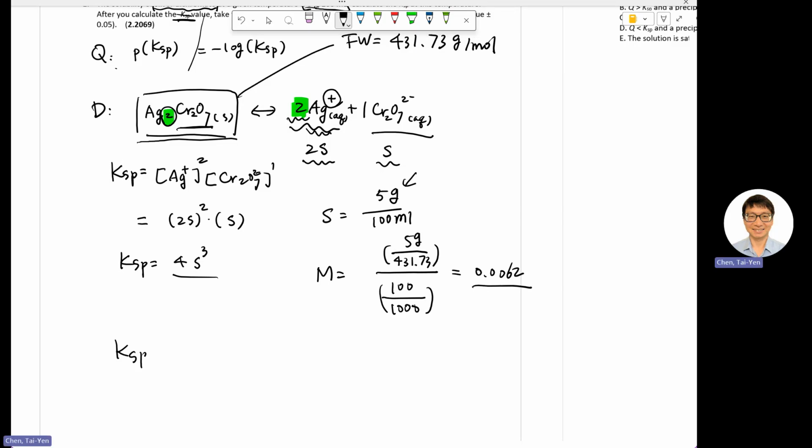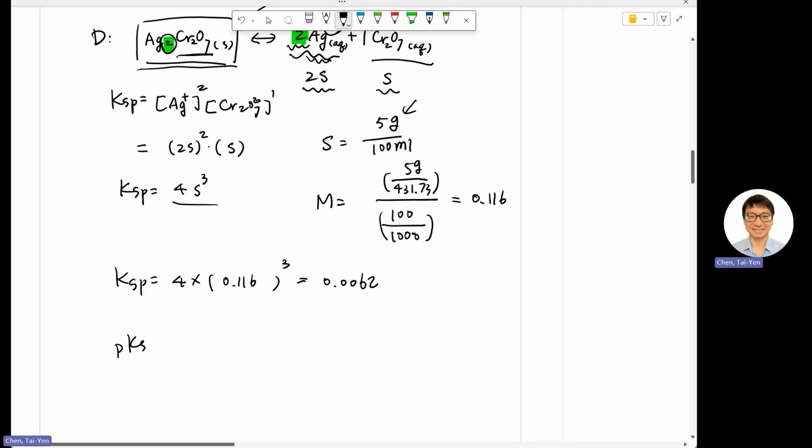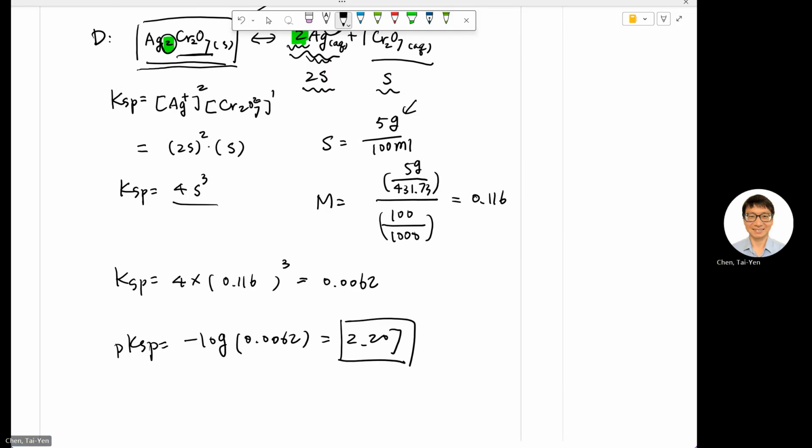Then you can calculate your Ksp, which is going to equal 4 times 0.0062 to the cube. Okay, sorry, this is not 0.0062, it's 0.116. So 4 times 0.116 cubed is going to give a value of 0.0062. Therefore, your pKsp will equal the negative log of 0.0062. That gives you a value of 2.207. Okay.